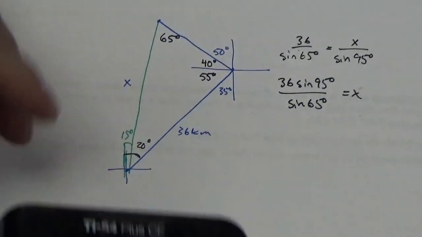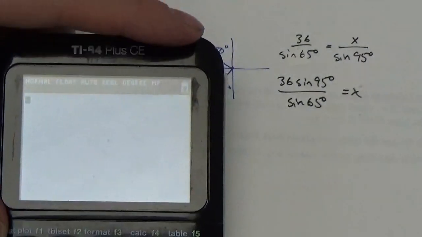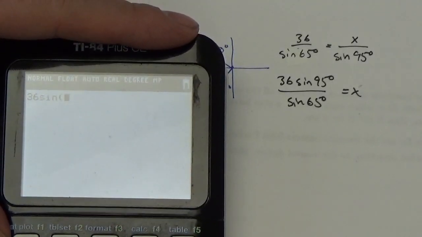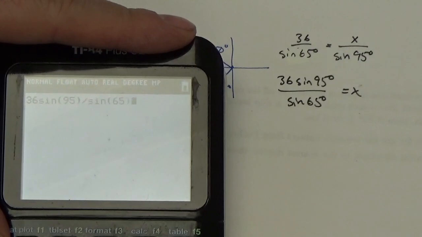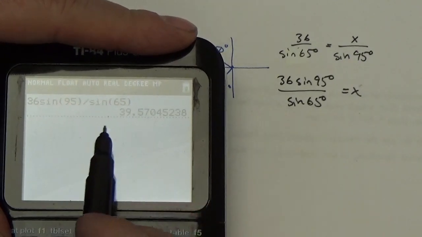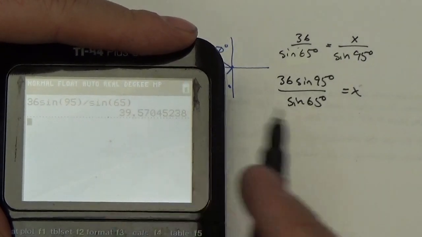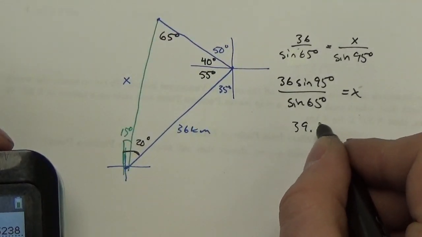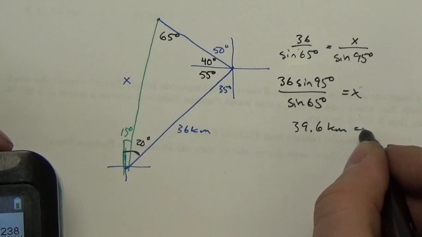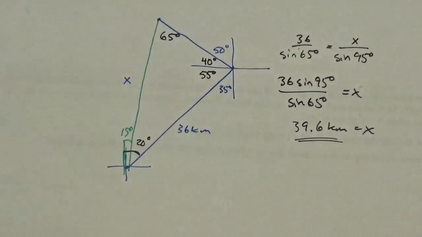And so now that just becomes an easy couple of steps here on the calculator. So 36 multiplied by the sine of 95 divided by the sine of 65, and I get 39.6. Okay, so 39.6 kilometers away. That's the answer that we're looking for.